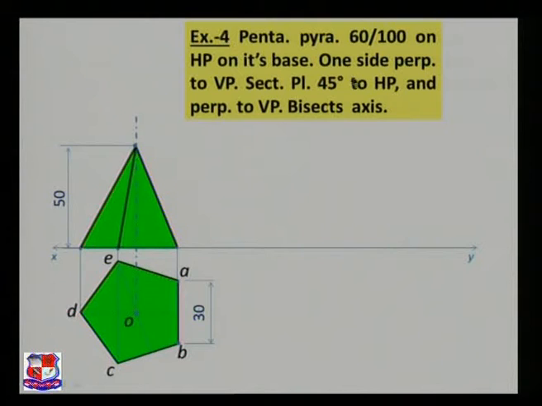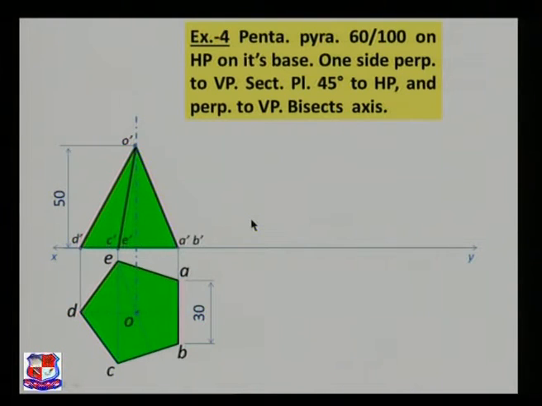Drawn up to this step, up to one side perpendicular to VP. Now it is given that a section plane at 45 degrees to the horizontal plane and perpendicular to VP bisects the axis. So for that, find the midpoint of the axis. These are the end points A dash, B dash, C dash, D dash, and E dash would be here, and apex point O dash is here.